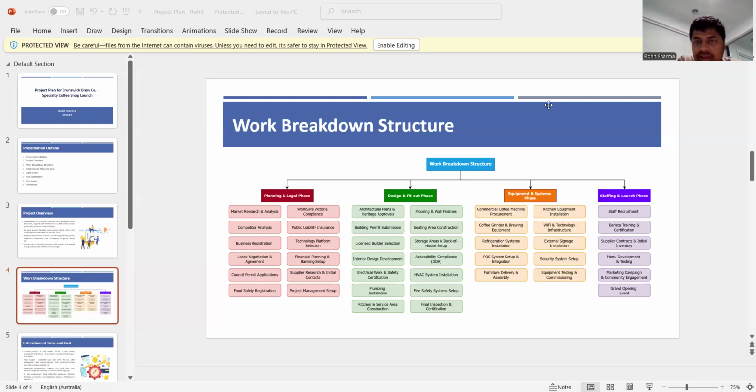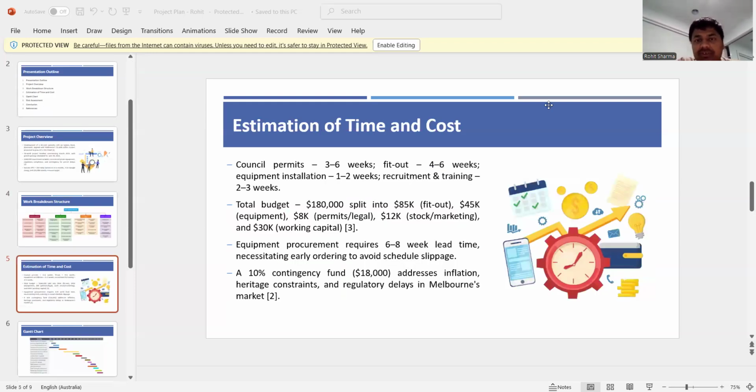The next slide is about estimation of time and cost, which is really a mandatory thing we need to keep in mind. The council permit may take 3 to 6 weeks. The fit out should take 4 to 6 weeks. Equipment installation, like coffee machines and other equipment, should take 1 to 2 weeks. Recruitment and training also takes 2 to 3 weeks to train the staff.